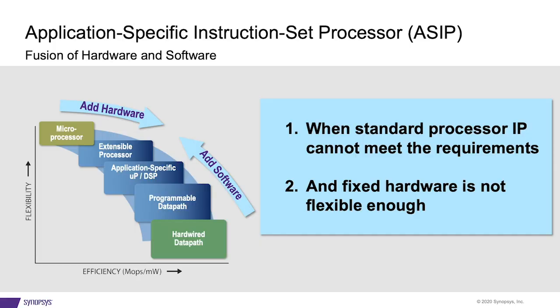So why would you design your own processor in the first place? Well, there are two main reasons. First, you cannot find a standard processor that matches your specific requirements. And second, you cannot go with fixed function hardware implementations as you need the flexibility as offered by a programmable solution. With an ASIP, you're indeed looking for the right balance between hardware efficiency and software flexibility.